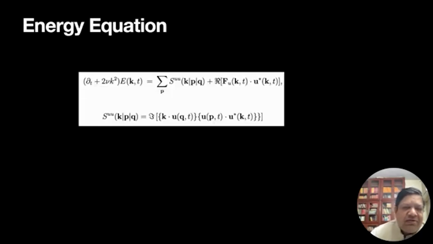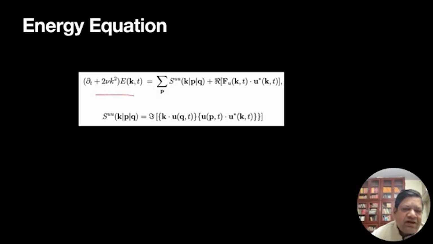Okay, now let's look quickly at energy flux. How to compute energy flux, and that in turn gives us the Kolmogorov constant. So that can also give you the Kolmogorov constant. The idea is to start with the equation for the energy evolution. So the energy evolution equation is this.